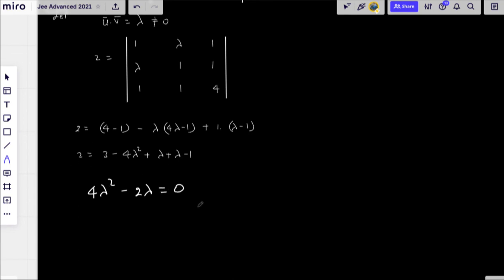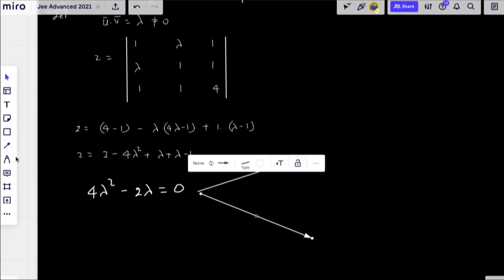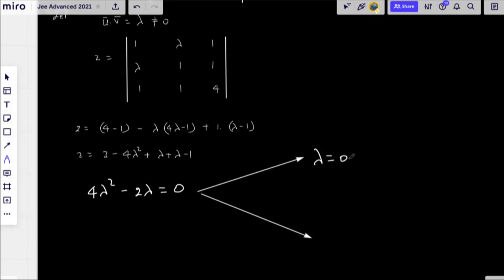This provides two different solutions. One of the solutions is lambda equal to 0. Is this possible? No, it's not possible. And what about the other one? Lambda equal to 1 by 2, which is the possible case.